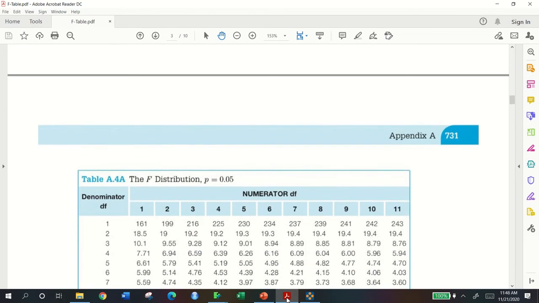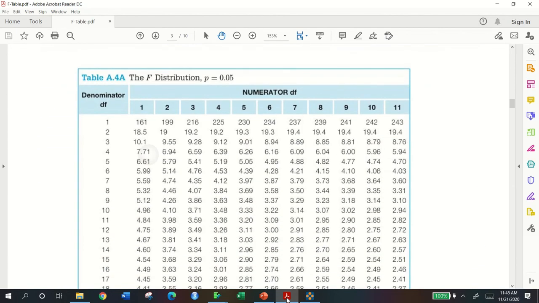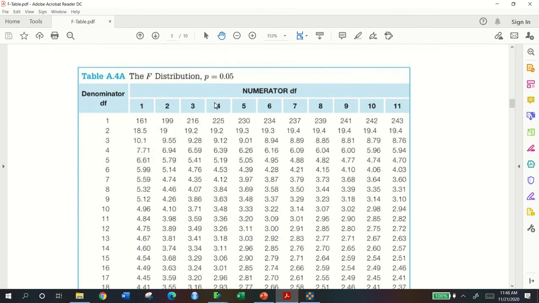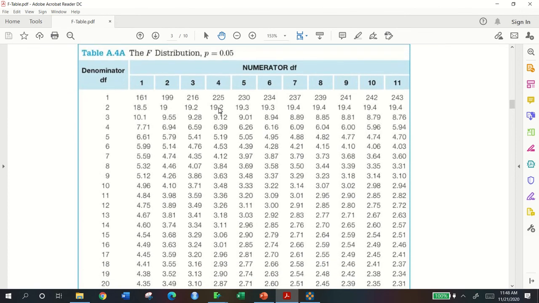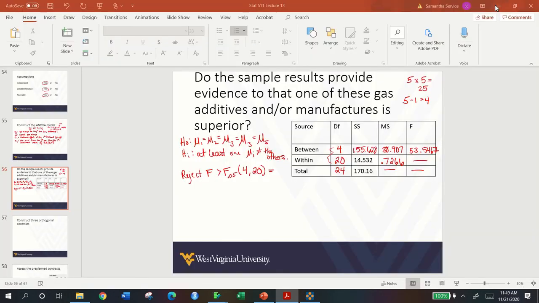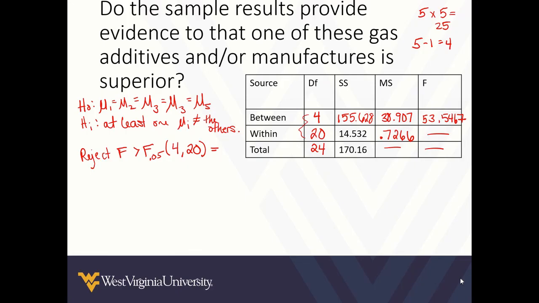And since there was no stated confidence level, we then assume it's 0.05, and we are looking for 4, 20. 4, 20 would be 2.87. And we can clearly see that 53.5467 is greater than 2.87. So therefore, we can very safely reject our null hypothesis.